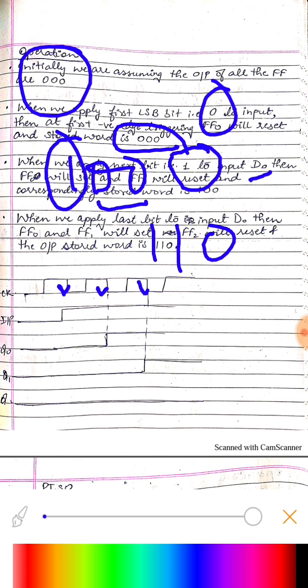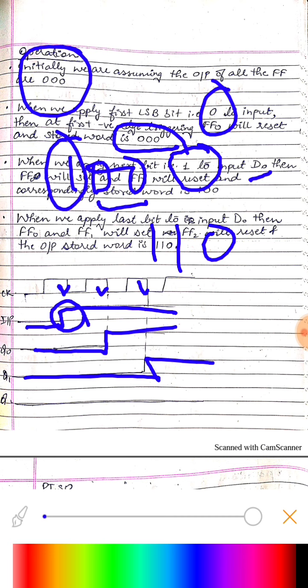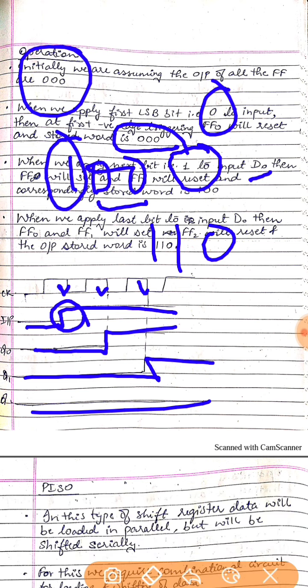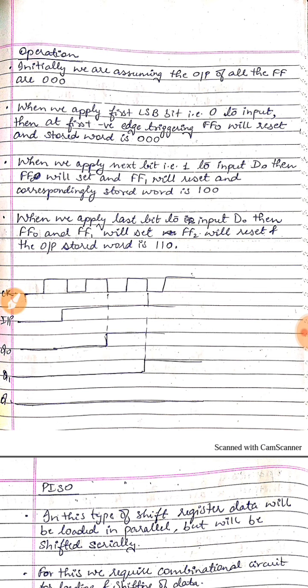Okay, at the first negative edge, the input 1 is applied, so Q naught will become 1, at the second edge Q1 will become 1, at the third edge, and Q3 will continue to be 0. So this is how the serial in, parallel out shift register works.